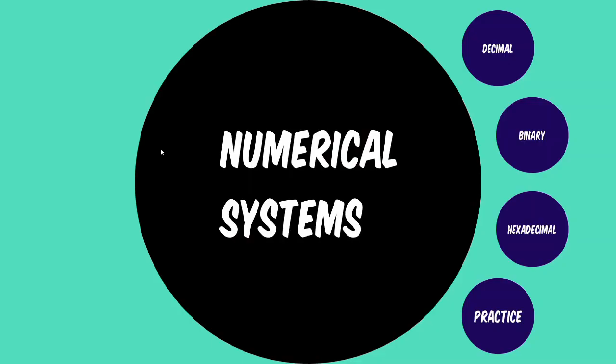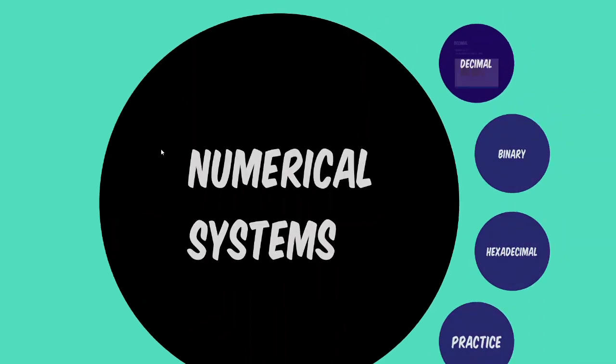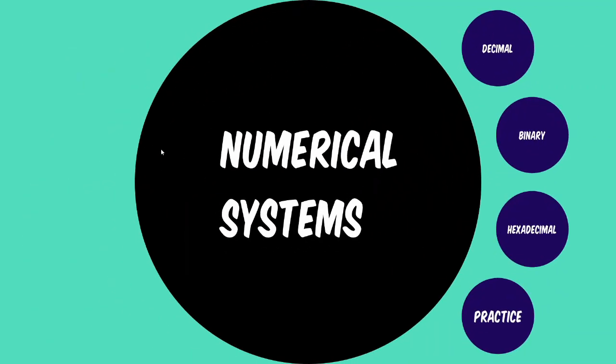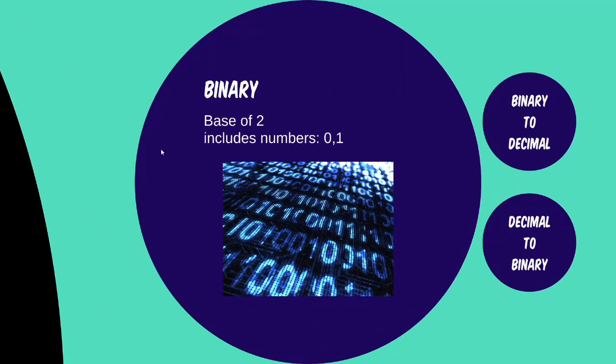Alright, so let's start with the decimal number system. You guys already know that the decimal number system is of base 10, and it includes numbers 0 to 9. Binary numerical system is of base 2, and it only consists of numbers 0 and 1. Machines can only understand this binary code because 1 represents on and 0 represents off.